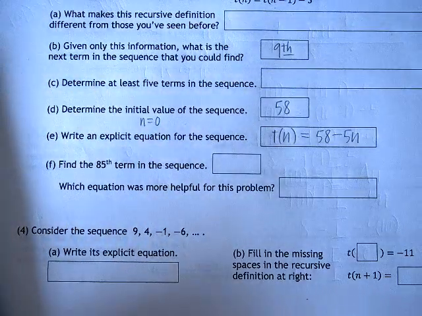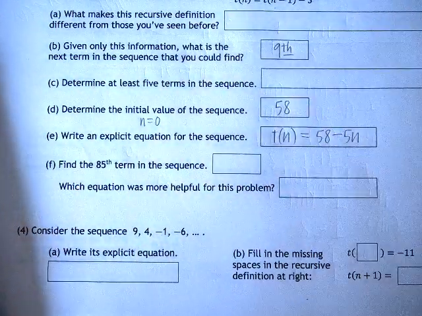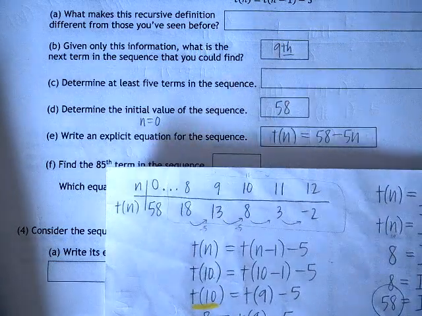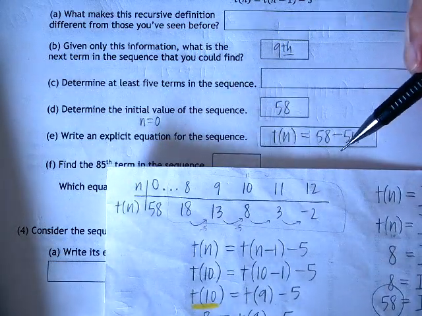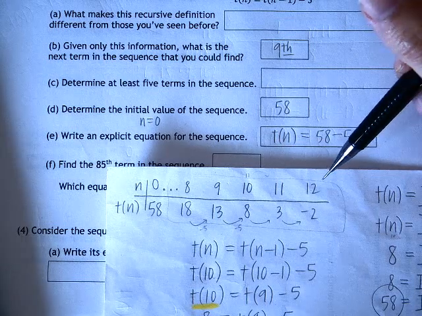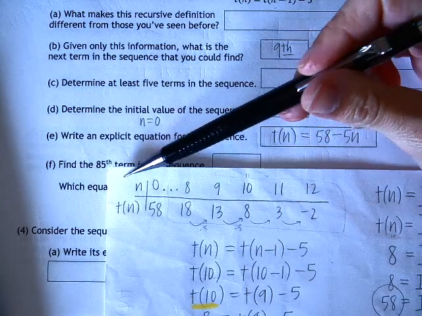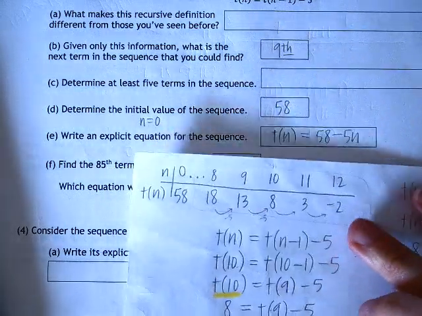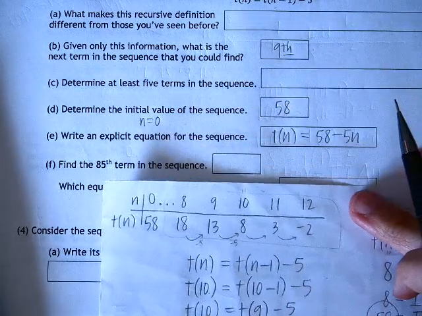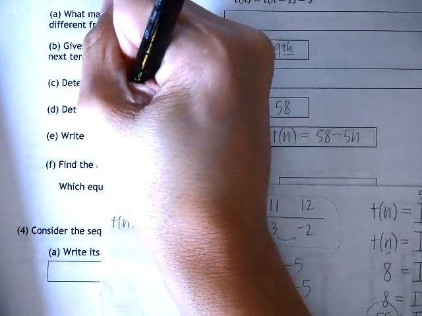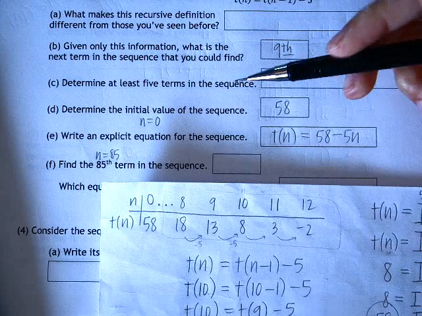Now, let's think about question letter F. Question letter F says find the 85th term in the sequence. And I'm thinking about my scratch work, my table, going, oh dear, that's going to take a while. Because I stopped at 12 feeling like I had done enough. And extending it to the 85th term, that doesn't sound too helpful. So let's think critically. If I need to find the 85th term, that means n has to be 85. What would make the most sense?